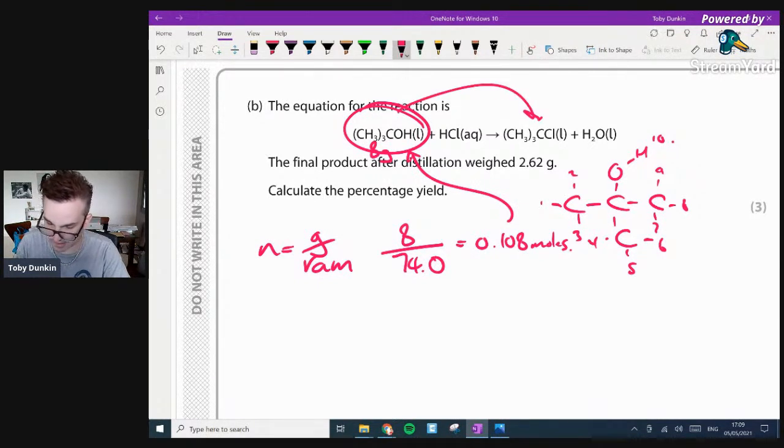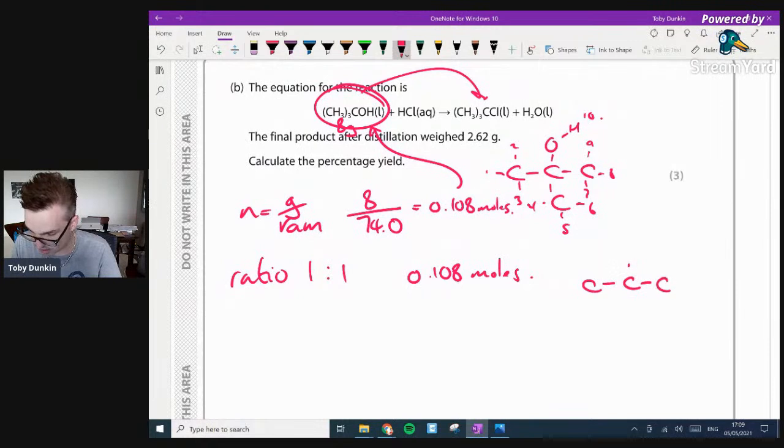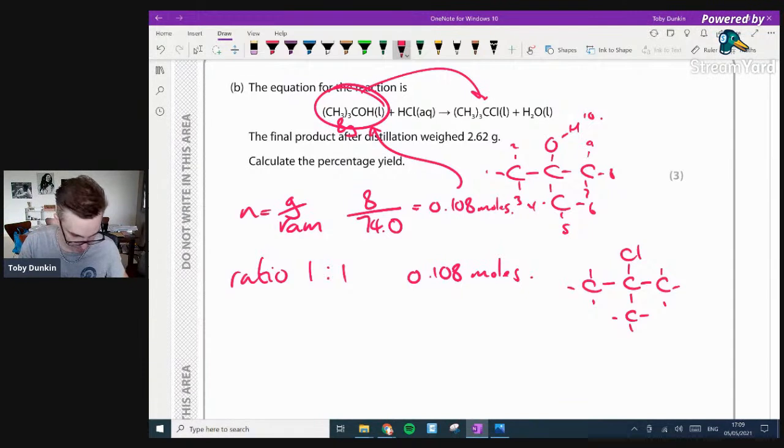Now, what that means is it's a 1-to-1 ratio. Don't forget, you've got to write down these steps. 1-to-1. So 0.108 moles of the haloalkane that we've just made. We've just switched the alcohol group for the chloro group. Well, how many grams should I have made? Let's work out the Mr of that guy. Yeah, so this is 12 times 4 plus no longer 10, but 9, plus chlorine, 35.5. That has an Mr of 92.5. So multiply that by 92.5, by 0.108, and I get an answer. I should have made 9.99 grams.